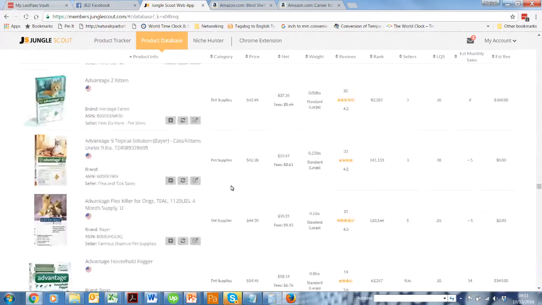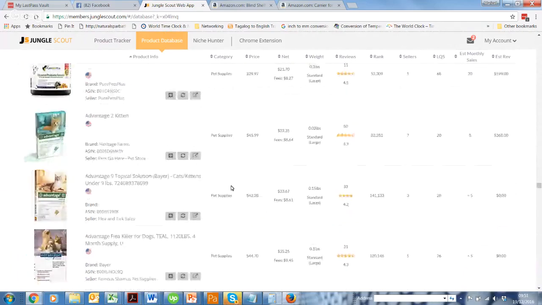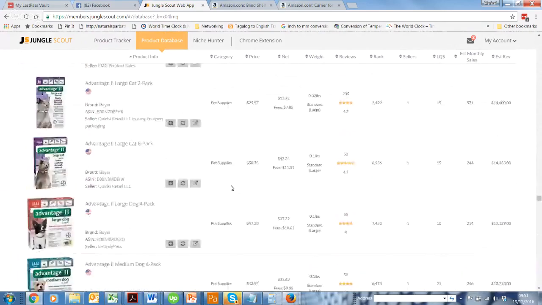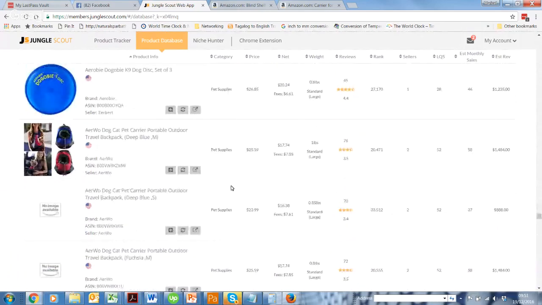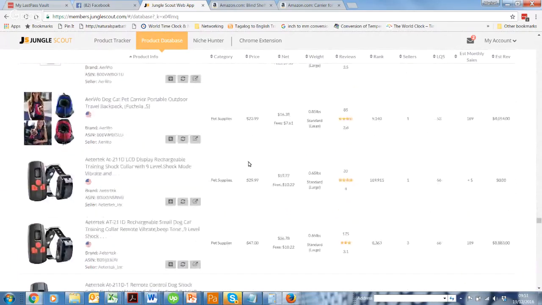No pull collar. I think that's quite competitive. Dog socks. There's a lot of players in the market there. There's another one of our carriers there that we were looking at earlier.